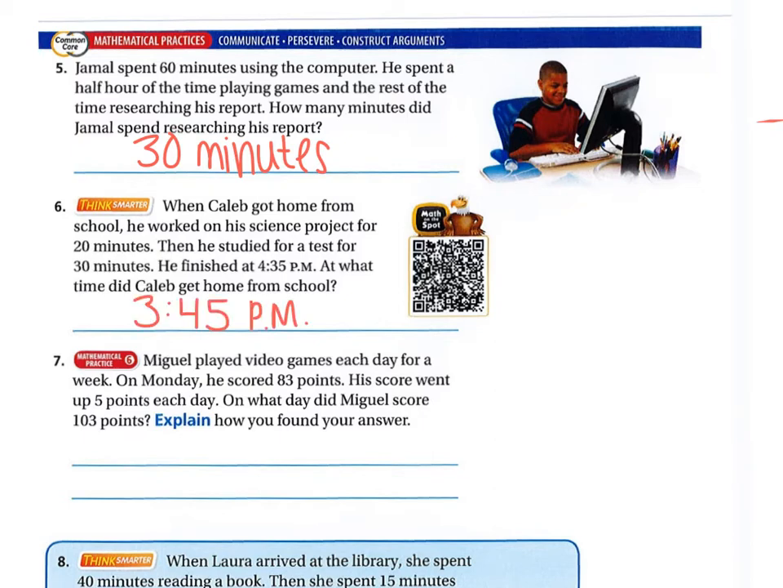Okay, number 6, the answer is 3:45 p.m. Remember that p.m. is equally as important as that 3:45. This was very similar to the math on the spot video, I believe. So if you did not get 3:45, think back to that problem. Let's go ahead and take a closer look to see how we got 3:45.